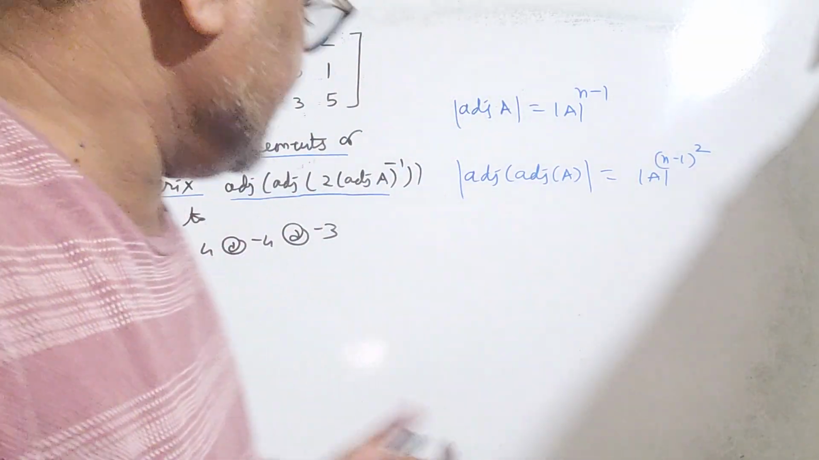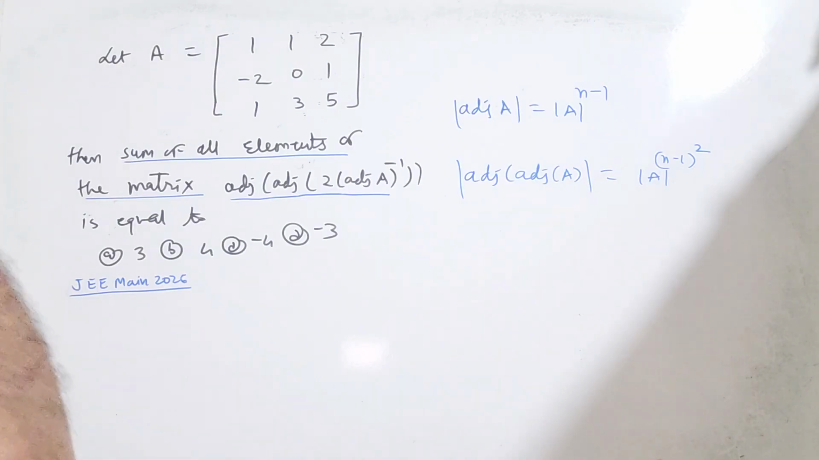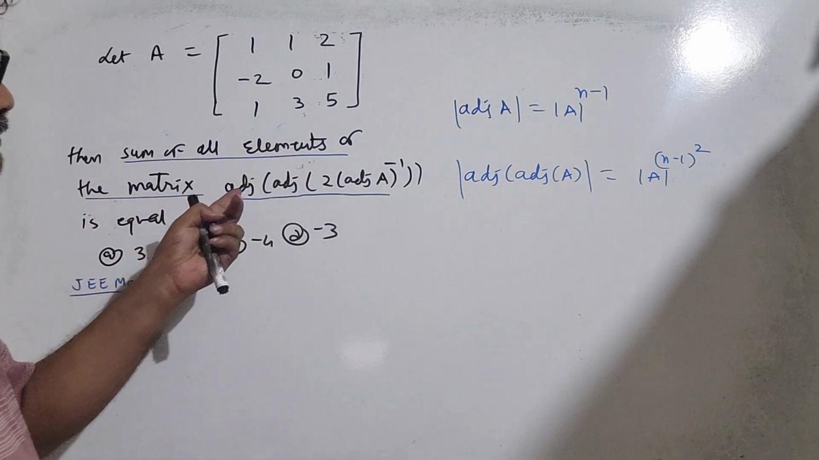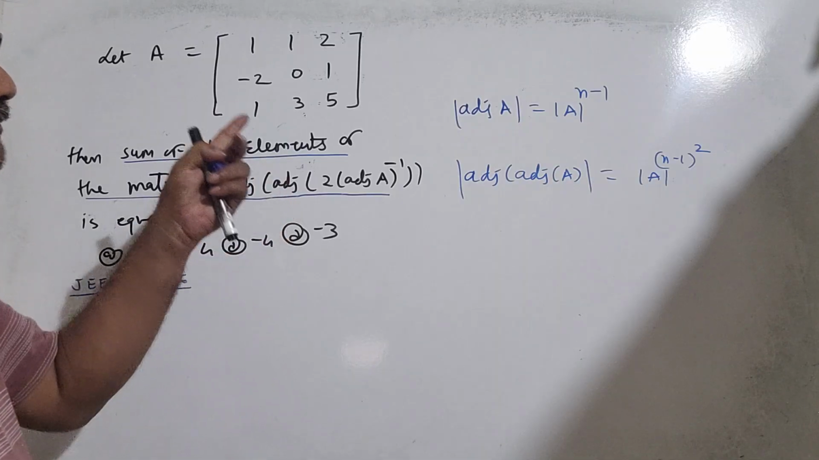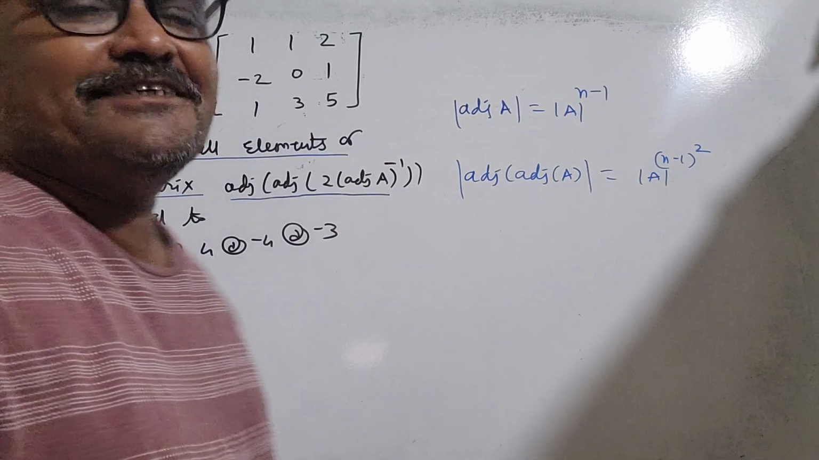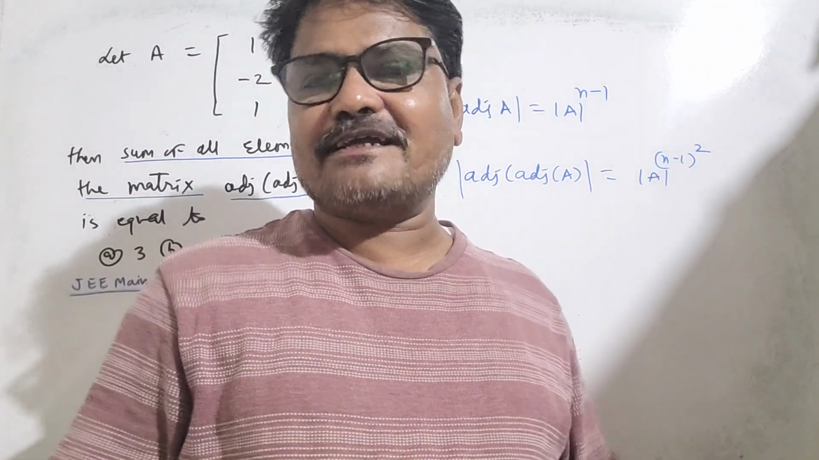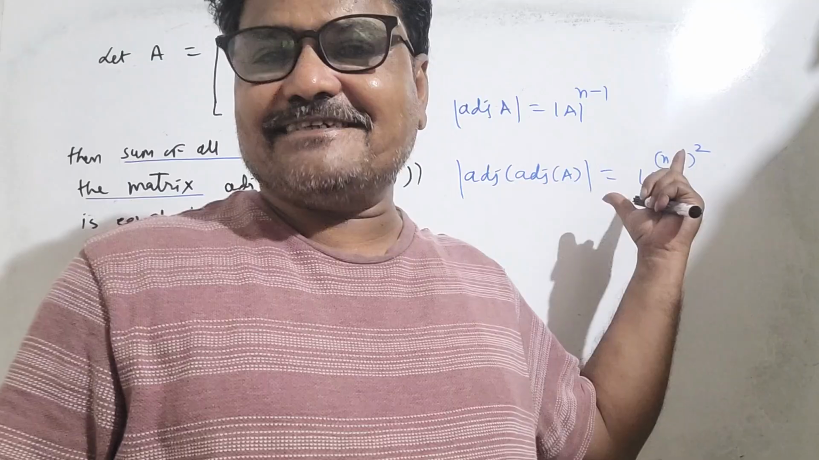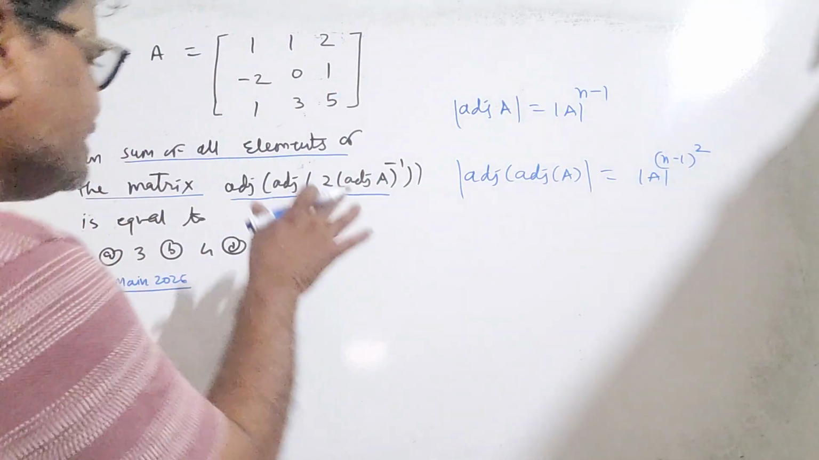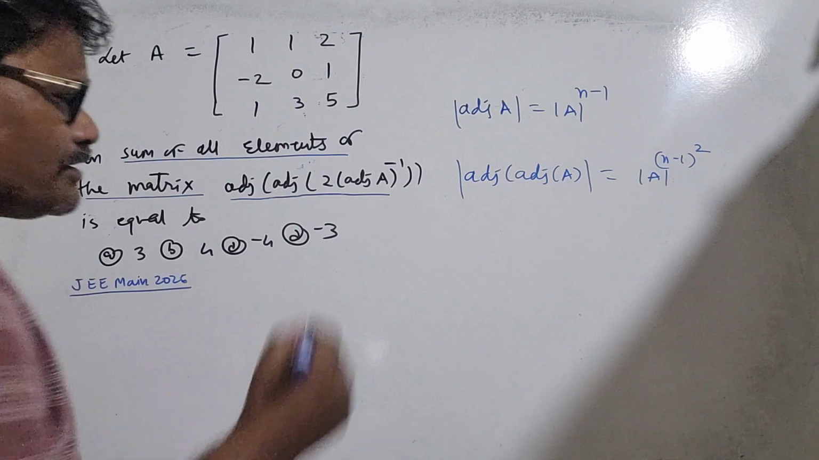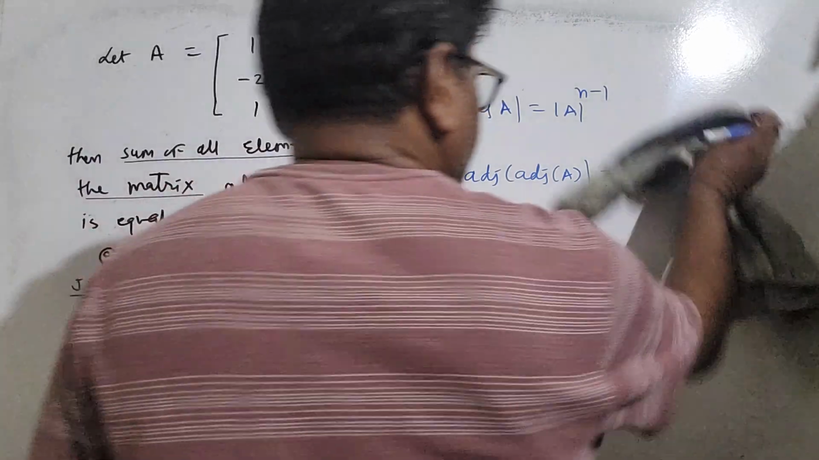But this year they have asked the question on finding the sum of all the elements of adjoint of 2 into adjoint of A inverse. Now the question is how to do that. This is not like the determinant of adjoint of a matrix, correct? This is simply a matrix, correct? Now one more important property, you know that.